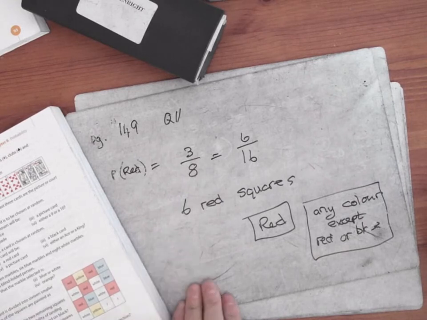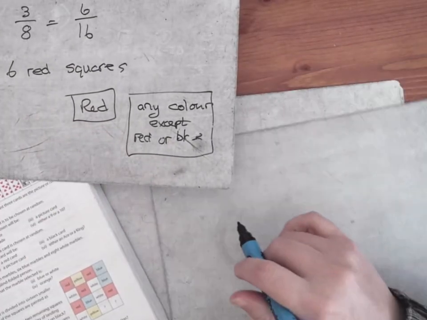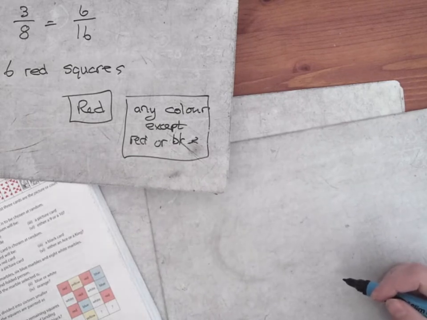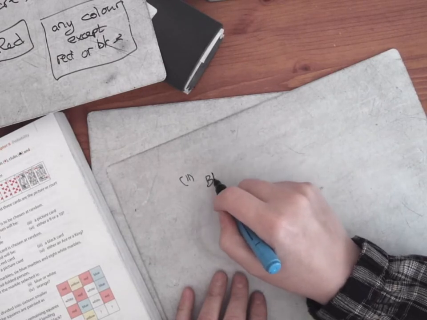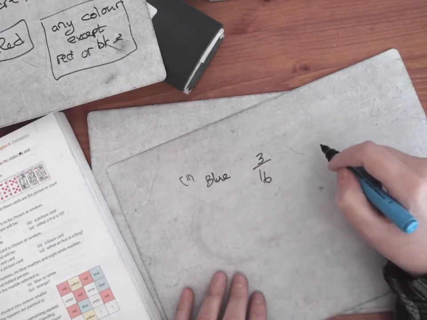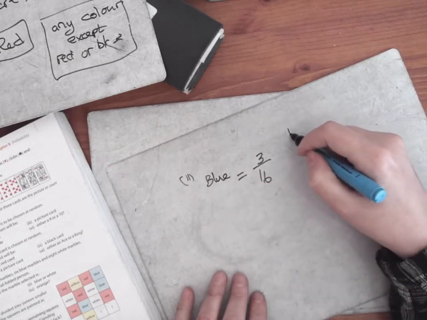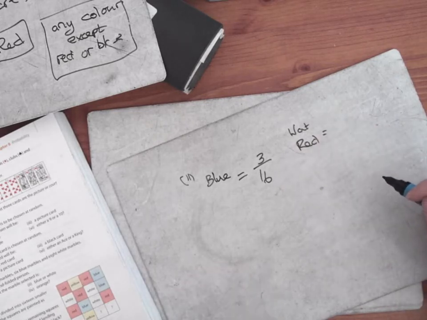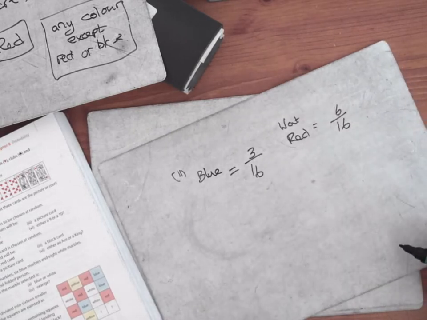Okay, and then part 2 of question 11. What colours should the 2 remaining squares be painted so that the probability of landing on red is twice the probability of landing on blue? So let's look at blue, right? So blue is 3 out of 16. So you want red to be double that. So double that, multiply by 2, would be 6 out of 16. So you want the probability of red to be 6 out of 16.